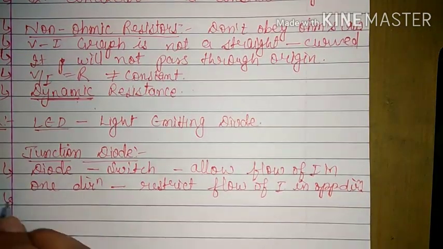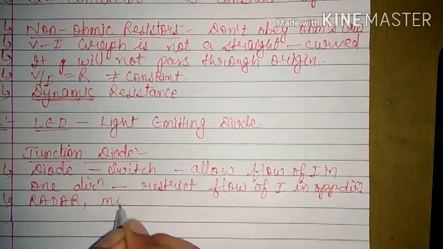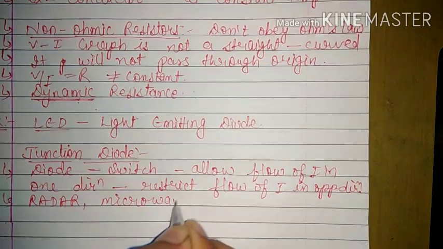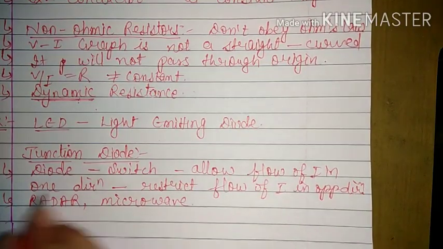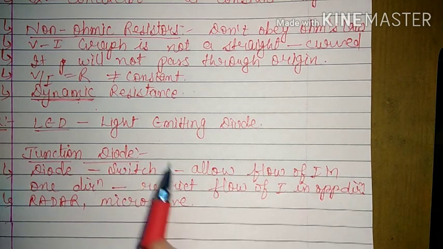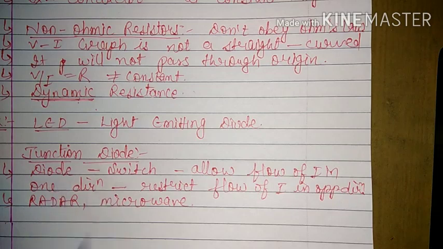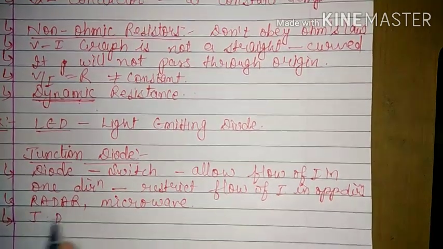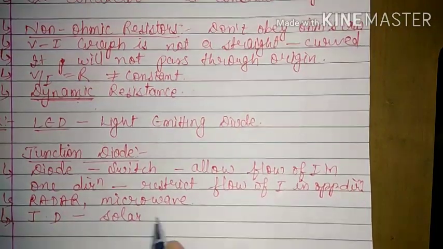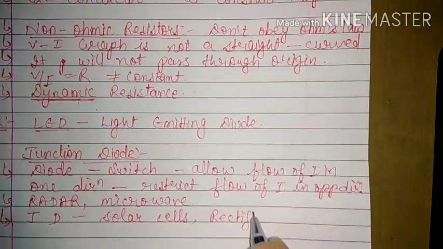First we will write about diodes itself. It is specially used in radars and microwave ovens. And now we will talk about junction diode. So that means when two or more diodes are connected at a particular place, then that is known as junction diode, and it is used in solar cells and rectifiers. About rectifiers you will study in higher classes.